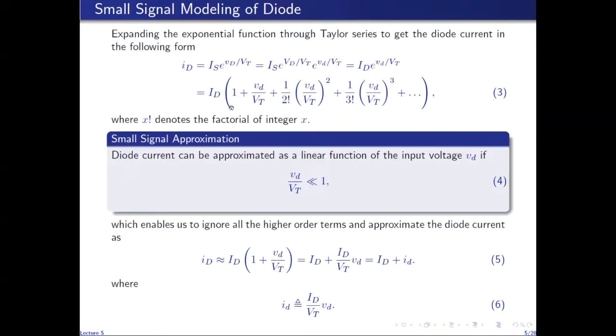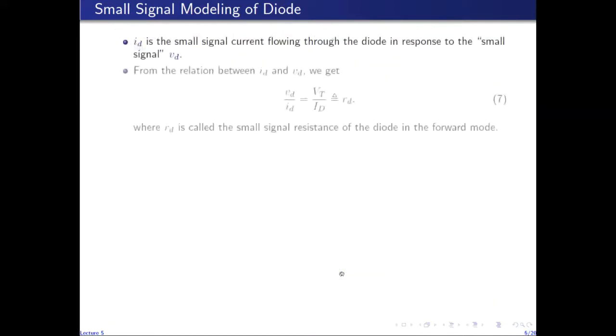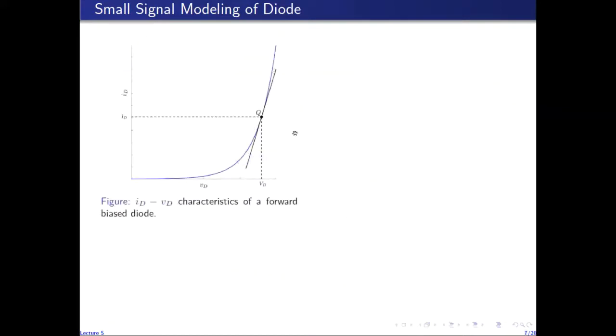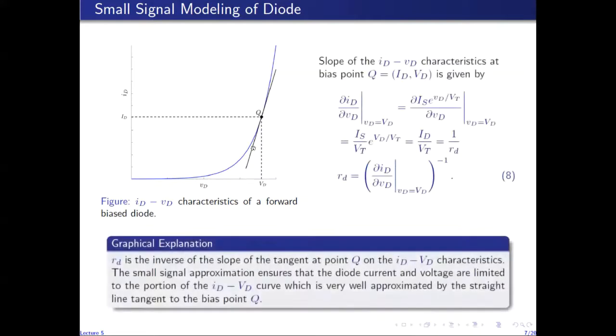So from this non-linearity, we get an approximate linear expression by restricting the operation of the diode to the portion of the characteristics which can be very well approximated by the straight line. So the small signal approximation ensures that the diode current and voltage are limited to the portion of the ID-VD curve which is very well approximated by the straight line tangent to the bias point Q.